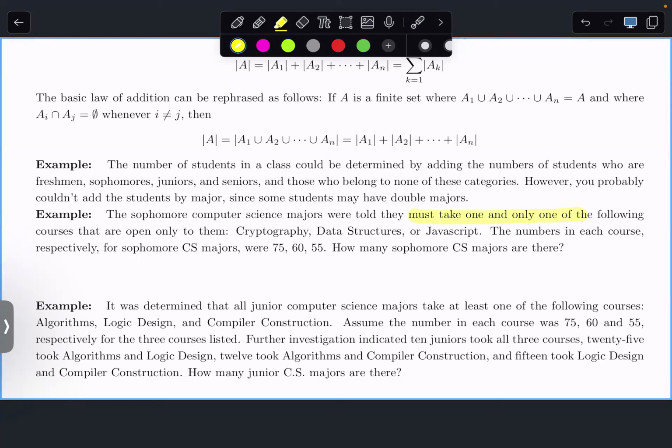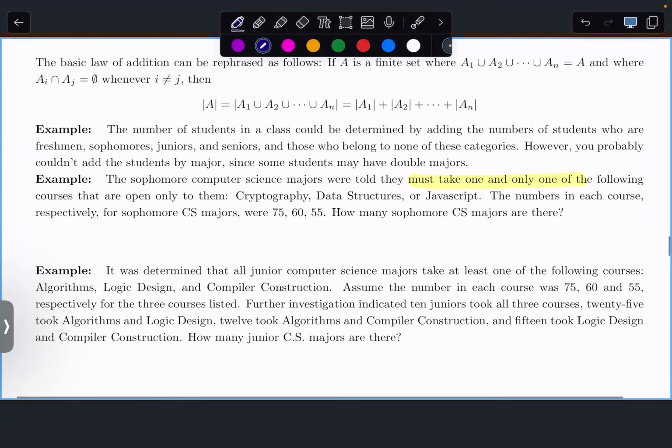And so these courses are a great partition for these sophomore computer science majors, which means that we can talk about cryptography as a partition, data structures as a partition, and JavaScript as a partition. Because it satisfies that there's no overlap, but also includes every element in the set. But really, the only thing I'm looking for here is 70 plus 60 plus 55, which is 190.